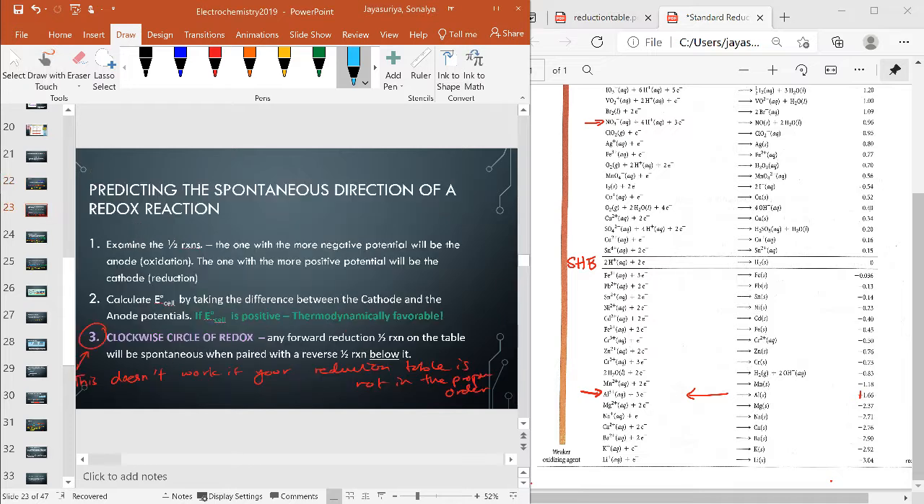All right, let's look at the second problem. Well, before that, I actually have a trick to teach you. I forgot that this existed. So here's how you predict the spontaneous direction of a redox reaction. This is a little trick, okay?